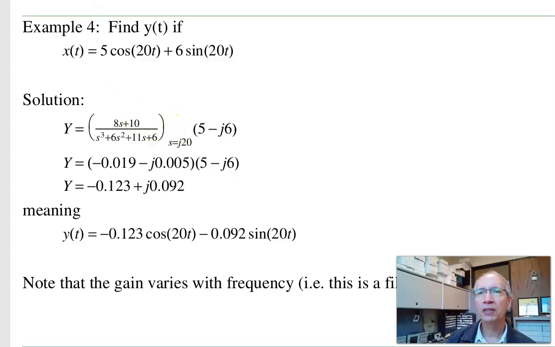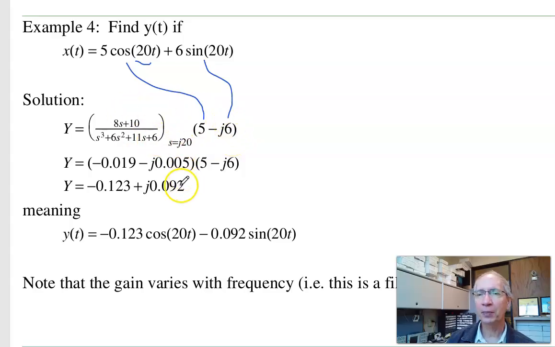So let's repeat. Suppose instead I said x is 5 cosine 20t plus 6 sine 20t. Using the phasor approach, here's the gain everywhere. All I care about is the gain at 20 radians per second. So analyze at s equals j20 times the input. The input in phasor form, the real part's cosine minus j is sine. So this is represented as 5 minus j6.